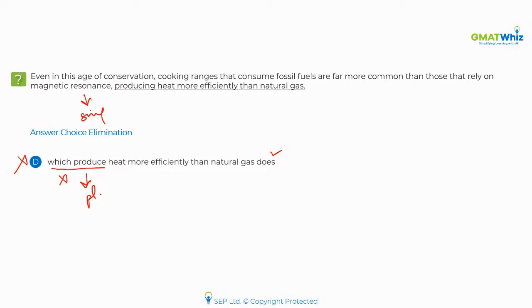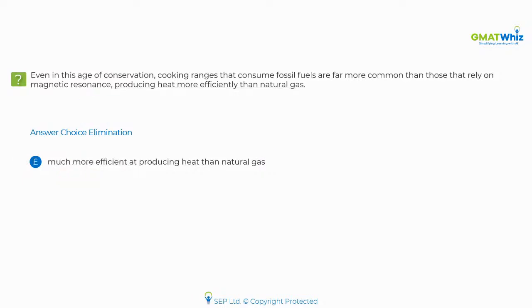The comma plus ing is modifying the verb. Nobody marked E. Again, much more efficient will be modifying resonance. This here is a noun modifier. It will modify the noun magnetic resonance. So magnetic resonance, more efficient at producing heat, than again the ambiguity still remains, if you see. So this is also out.